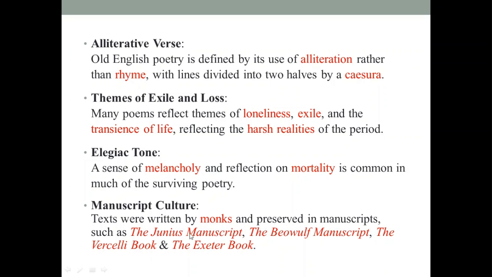So different manuscripts are preserved, such as the Junius manuscript. These are very important for NET examination purposes. The Beowulf manuscript, the Vercelli Book, and the Exeter Book. So these are the characteristics which we find in Old English literature, the Old English period.